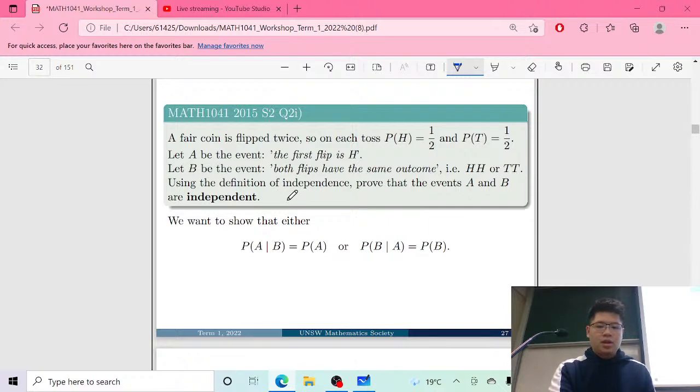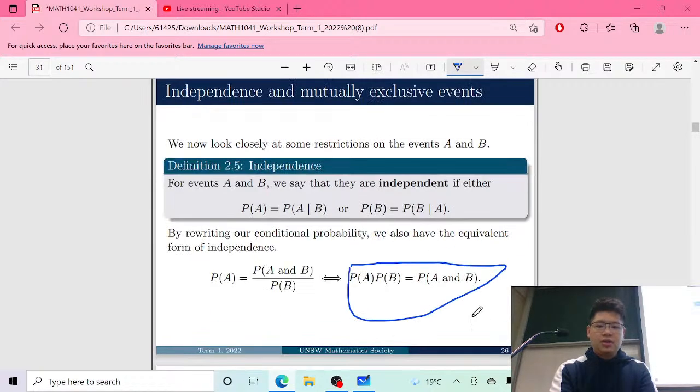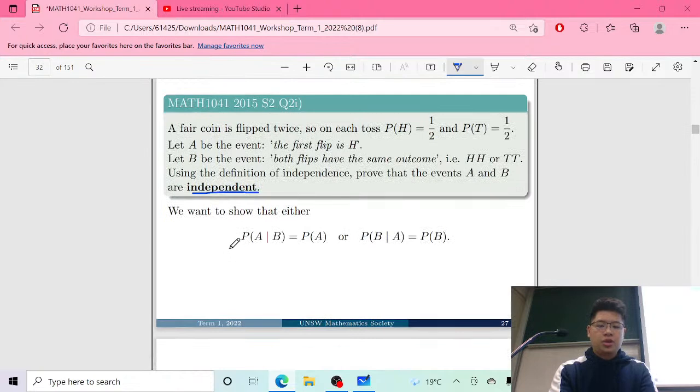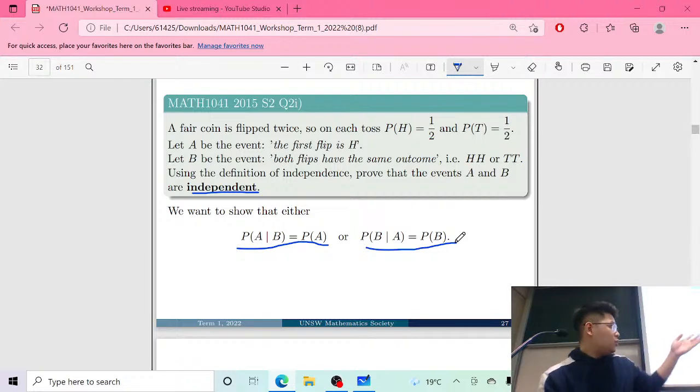Okay? So remember again that our definition of independence comes from two different things. Either you use the one down here or you use the one up here. And for this particular question, we'll use the one up here. So we are trying to show this: P(A given B) equals P(A), or P(B given A) equals P(B). So when you're doing these kinds of questions where you need to prove something is true or not true, you just have to look back at what the formula tells you and try to prove that it leads back to this particular equation.